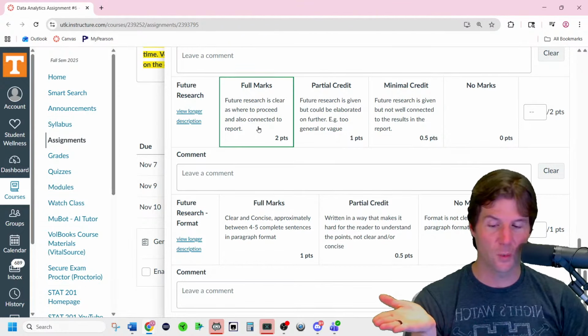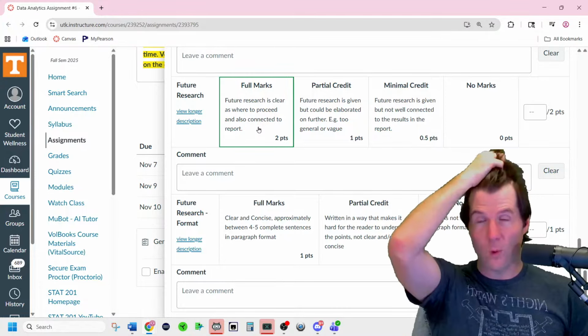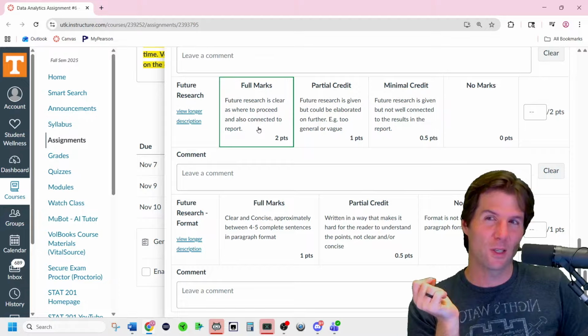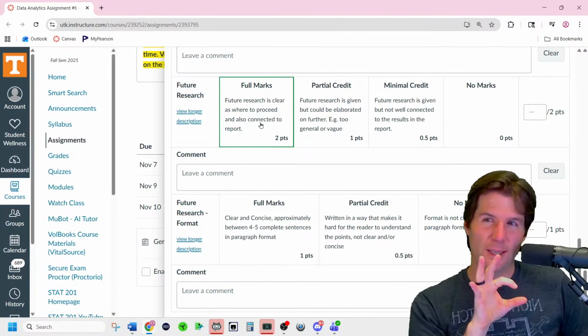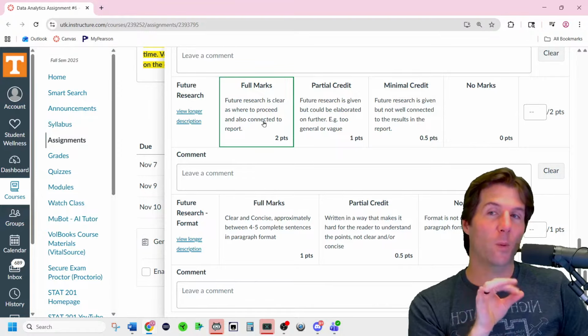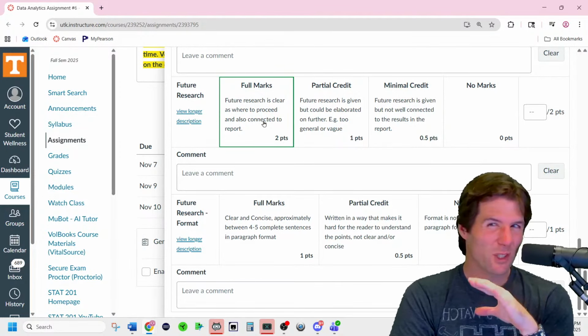Future research is clear to proceed, and it's not like what we're going to do from what we learned in the report. Think of it as the limitations. Where are the gaps in our knowledge? Where did we not thoroughly think about this problem? And if we were to look back into this again, how would we look into the holes in what we did? So with future research, don't think of it so much as an action item.